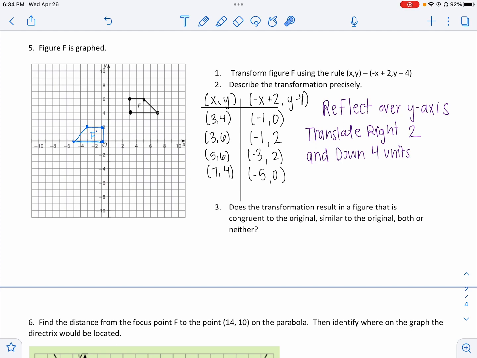Okay, describe the transformation result in the figure that is congruent to the original, similar to the original, both, or neither. So a reflection and a translation, that is a rigid motion which results in congruency, but anything that is congruent is also similar. So this is both.